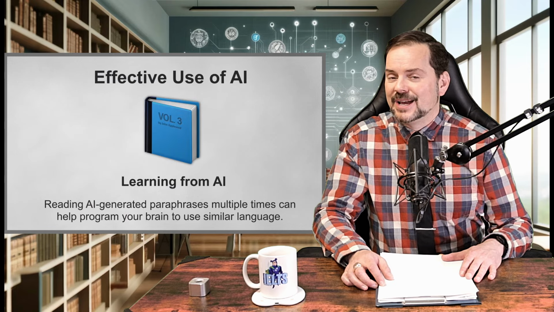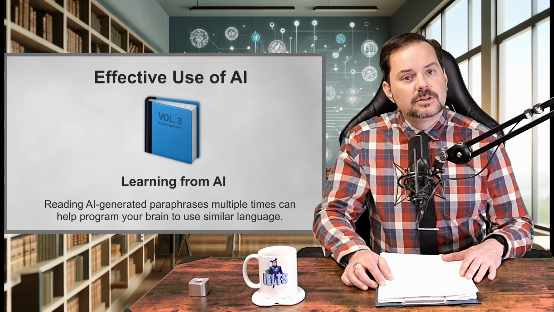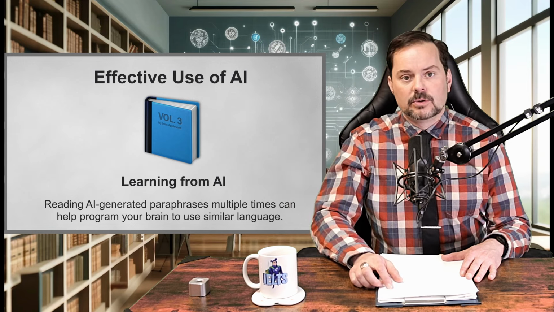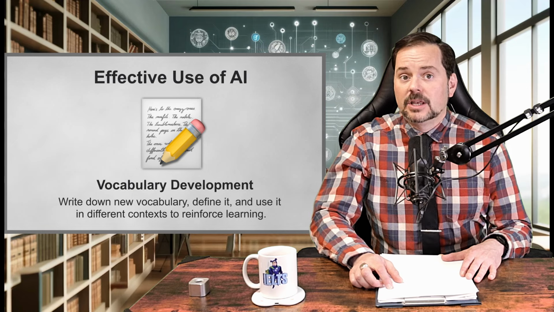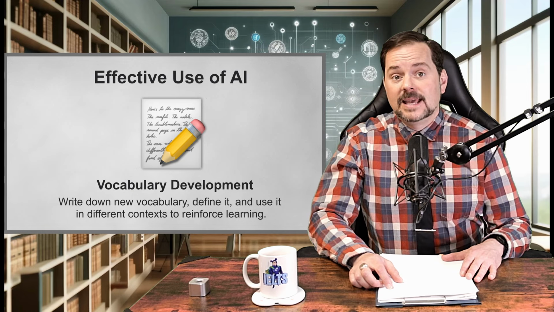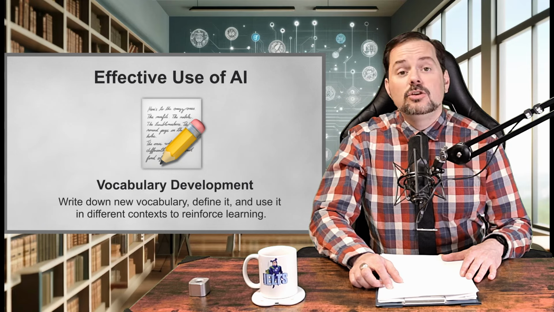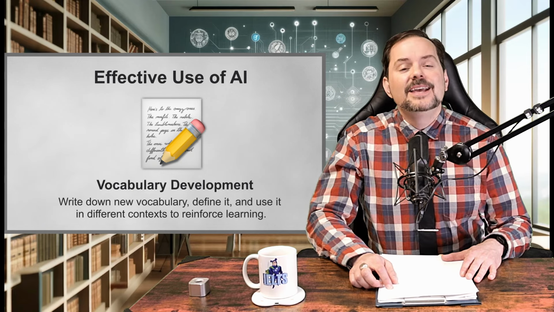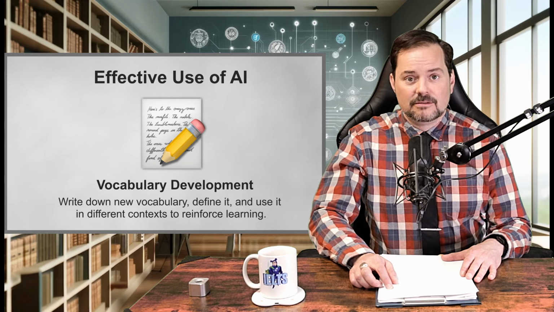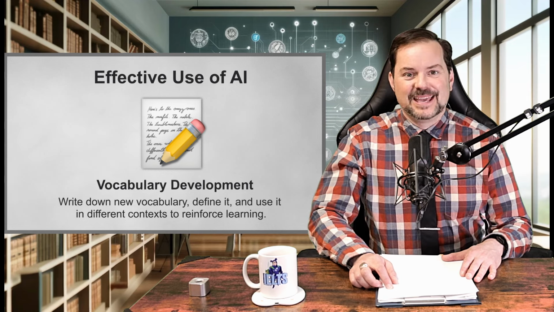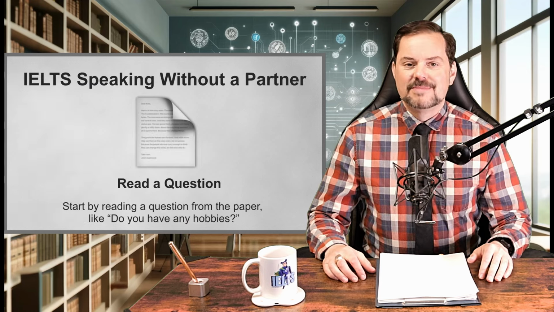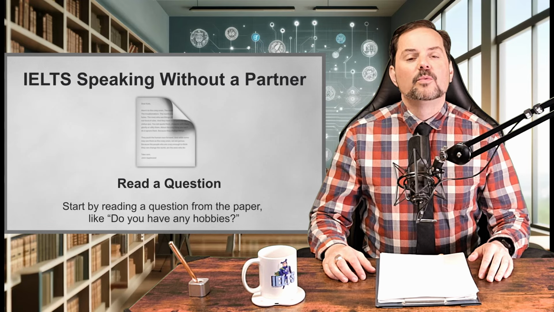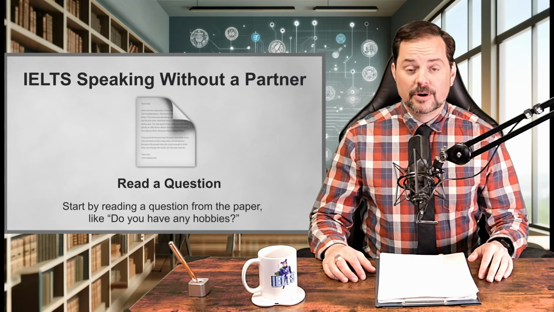Now, the trick is to read this several times so that I can program my brain to use this language. Any new vocabulary I should immediately write down, give a definition, and use in another context. The same can be done in the speaking section. Let me explain. Follow this method to effectively practice for the IELTS speaking when a speaking partner or tutor are unavailable.